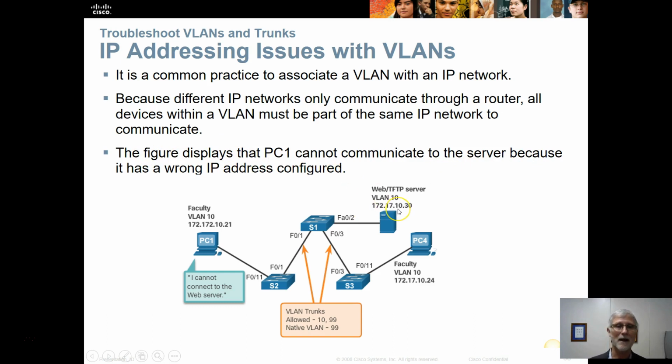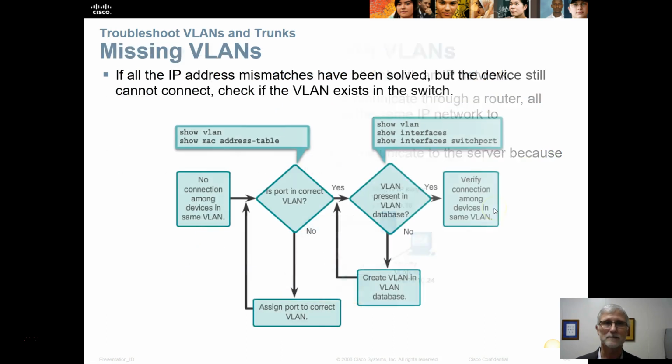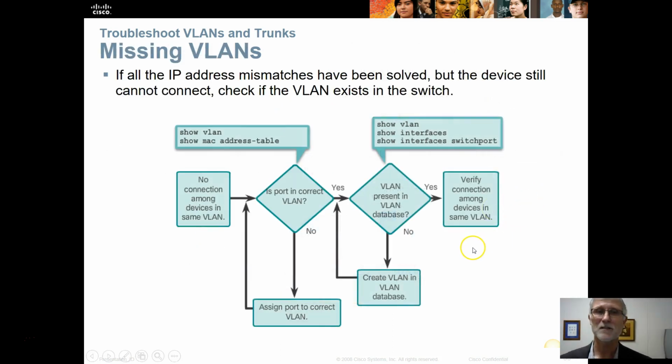It has the wrong address. So what do I have here? I can't connect to the server. But now how do I change my VLAN? If I'm troubleshooting this, I want to verify what commands I got.